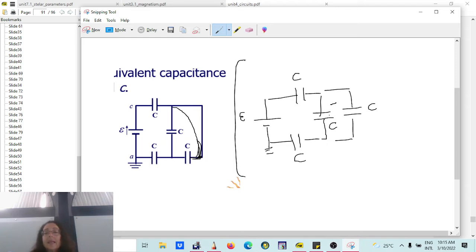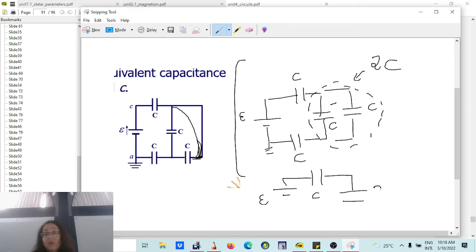Okay, so these are in parallel, right? So if they are in parallel, you add them up. So you can replace that by what? 2C. And then now you have in series, right? So you have a C and a 2C and another C. But they are in series.